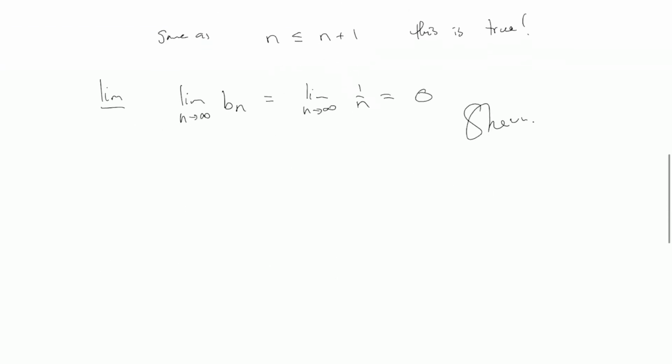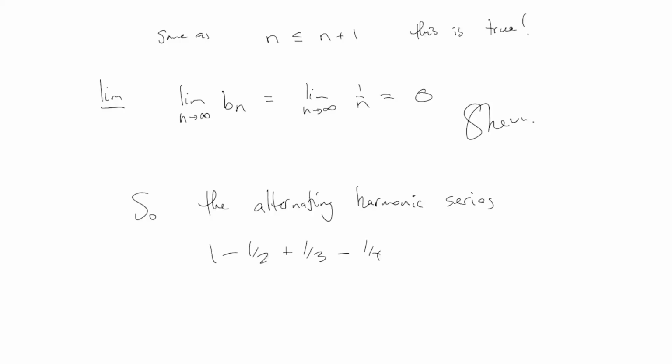All right. So the moral of the story is the alternating harmonic series, that's what this is called, 1 minus a half plus a third minus a fourth, etc., converges. All right, I don't know if that's a surprise. It's an interesting contrast with the harmonic series with all pluses. That one diverges. That one goes to infinity.